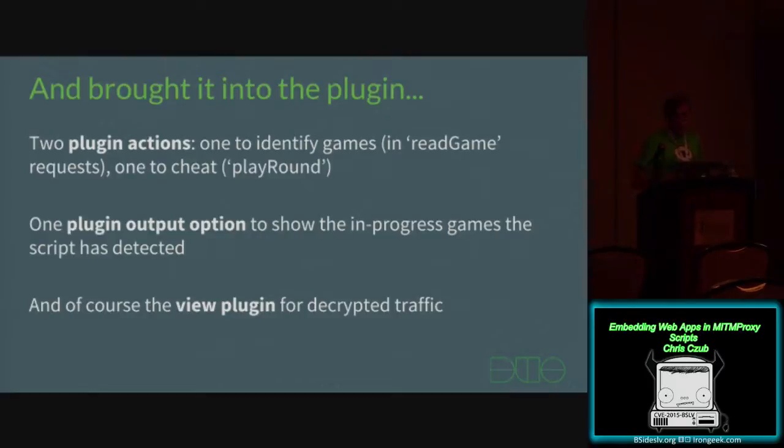I had a plugin output option just to show the in-progress games that the script had detected and that it would be cheating against. And then, of course, I implemented that view plugin that would show the decrypted traffic on the front end without actually affecting it on the wire.